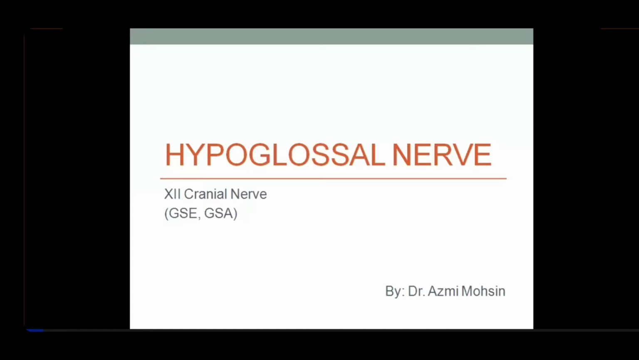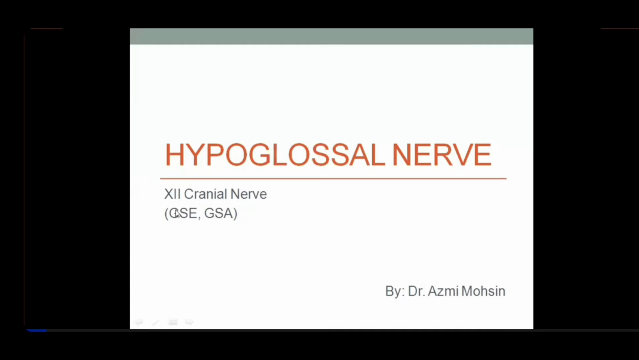But of course, as I told you before also, every motor nerve also carries proprioceptive sensations from the muscles it innervates. So it also has afferent fibers running within this nerve. So there are two functional components associated with the hypoglossal nerve.